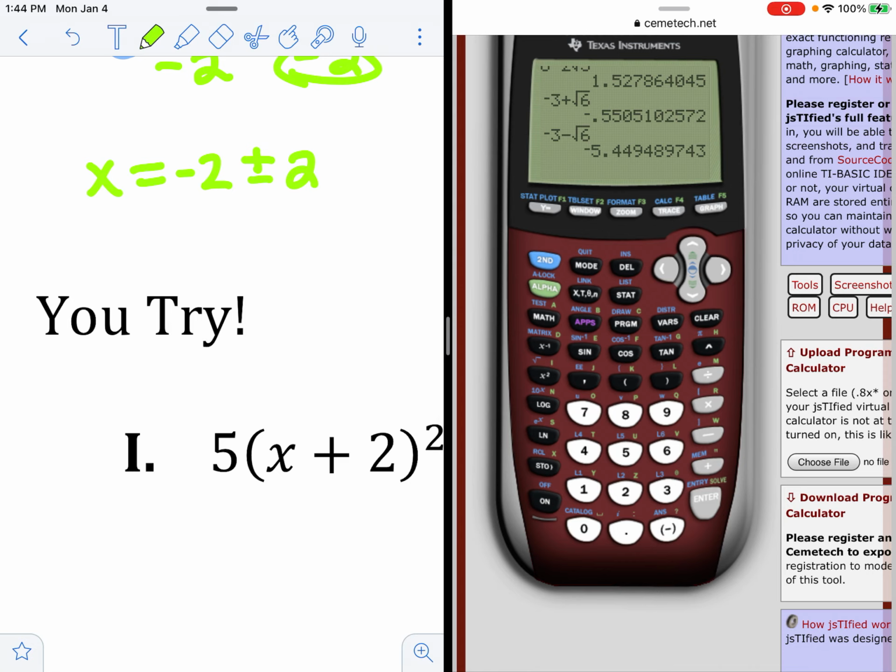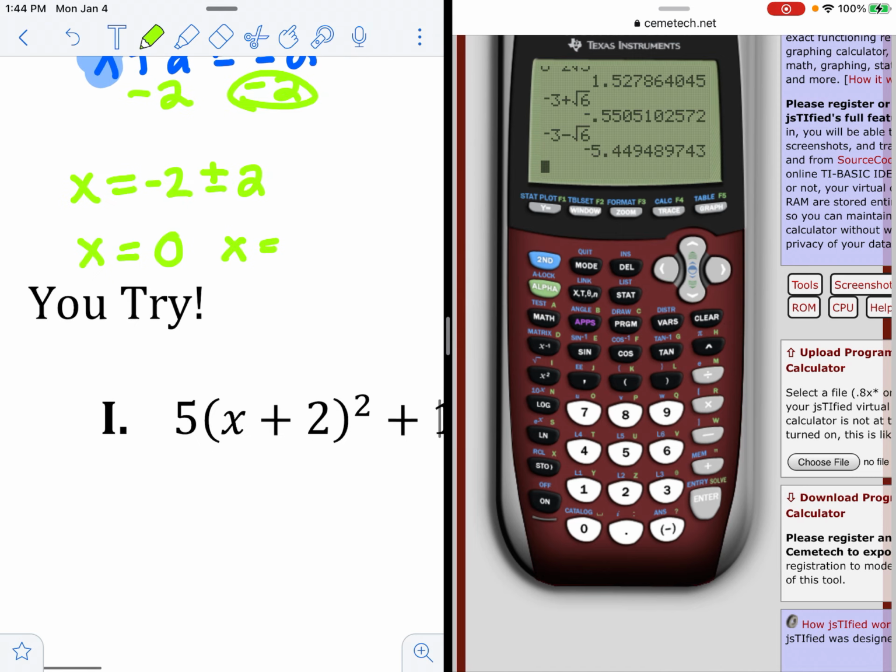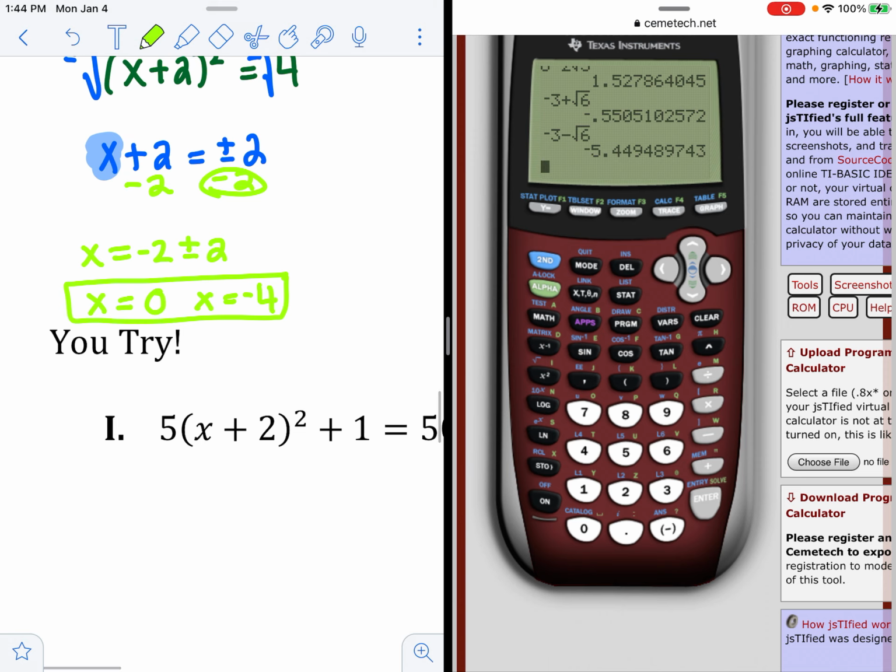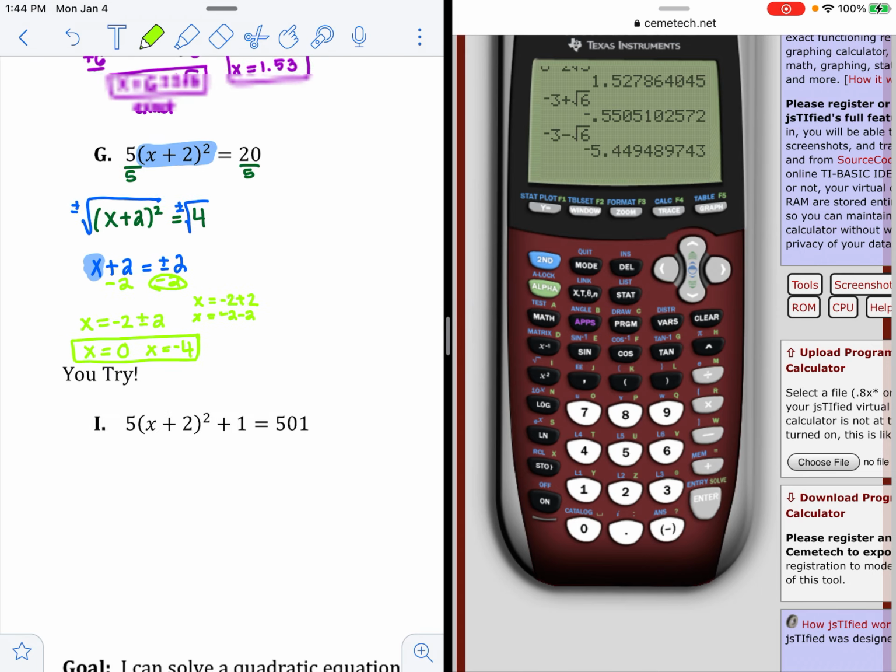Do I know what negative 2 plus 2 is? Yes, I do. Negative 2 plus 2 is 0. Do I know what negative 2 minus 2 is? Yes, I do. It's negative 4. So 0 and negative 4. Once again, if you're not understanding what I'm asking you, do I know what negative 2 plus 2 is? Do I know what negative 2 minus 2 is? Okay.